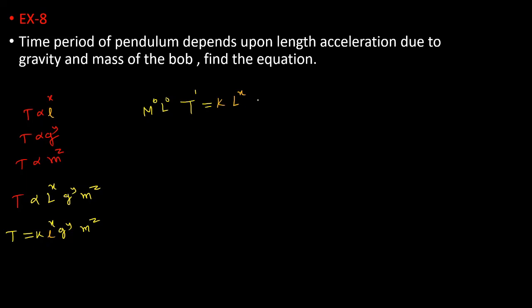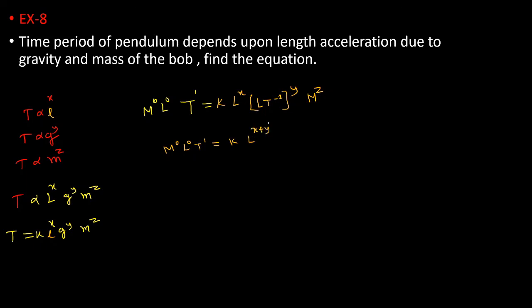So now try to understand. g is the acceleration due to gravity. What is the dimension formula for acceleration? L T to the power minus 2, to the power y, and mass is mass, that is m to the power z. Clear? So now what will be the equation? The left hand side is m to the power 0, L to the power 0, T to the power 1. The right hand side will be equal to k into L to the power x, and here if I multiply, L to the power y also there.